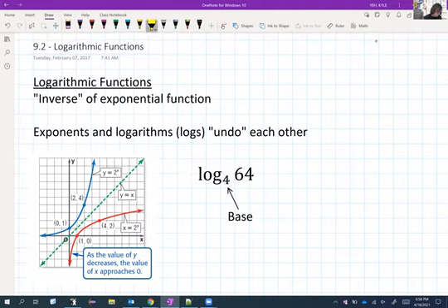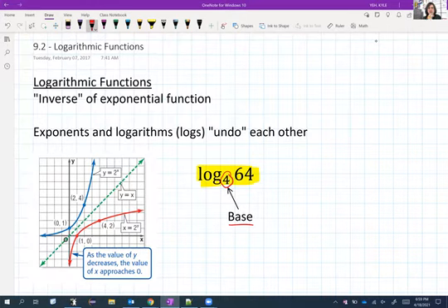Now, here's what I really want you to focus in on right now for what's on the screen, what I just highlighted in yellow. That right there in math terms, in English, is pronounced log base 4 of 64. A couple things to note. The little number down here is what is known as our base. And you might remember that word from 9.1. The base is what is being raised to an exponent.